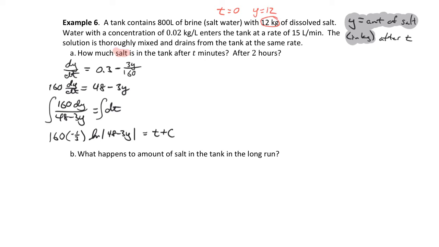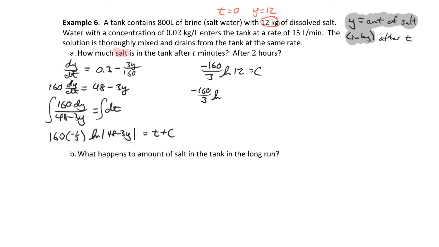I'll make this negative 160 over 3 times the natural log. When we substitute 12 in for y, we'll have 3 times 12, which will be 36. 48 minus 36 is 12, so it's the natural log of 12. T is equal to 0, so that's going to be my constant of integration.